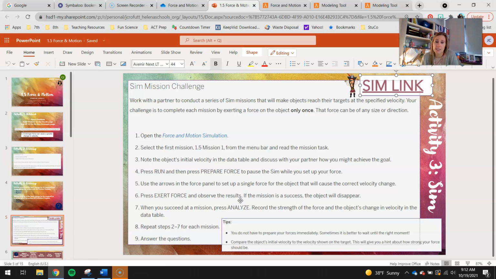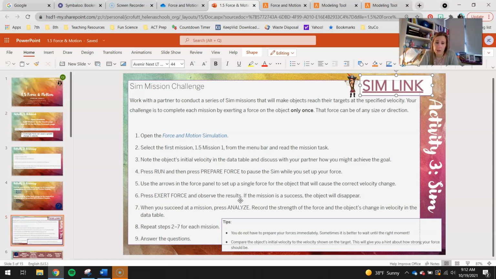If the mission is a success, the object will disappear into the little target. When you succeed at a mission, press analyze and record the strength of the force and the object's change in velocity in the data table. And again, I'll show you guys where to find those. Repeat steps 2 through 7 for each mission and then answer the question.